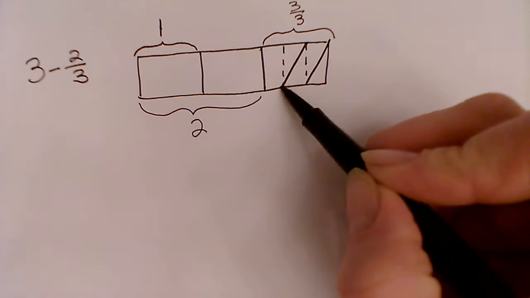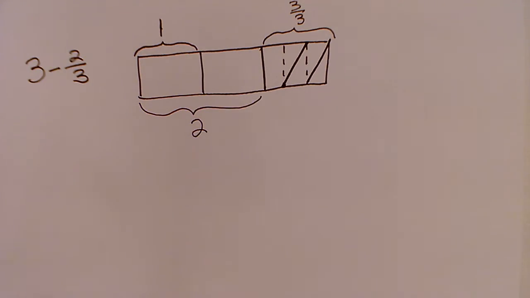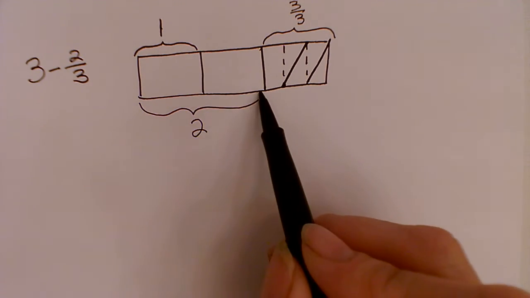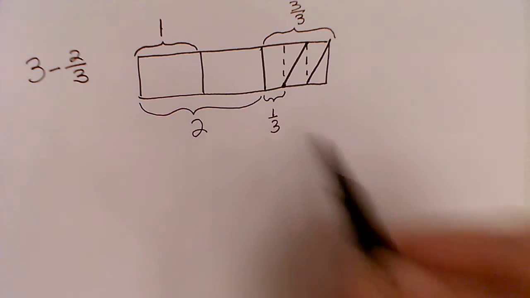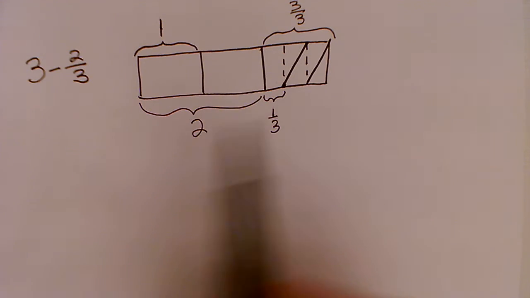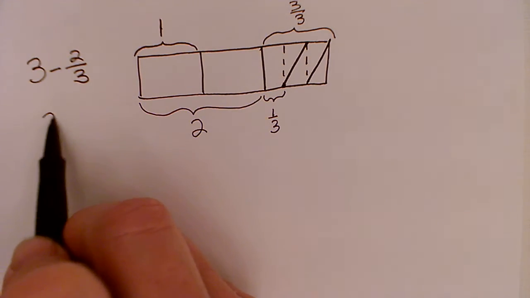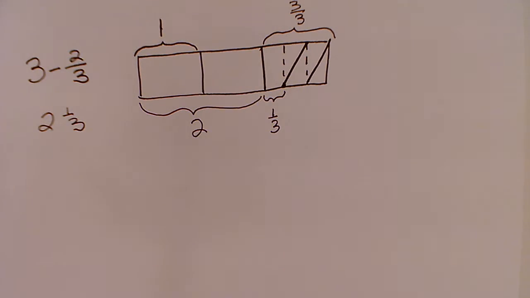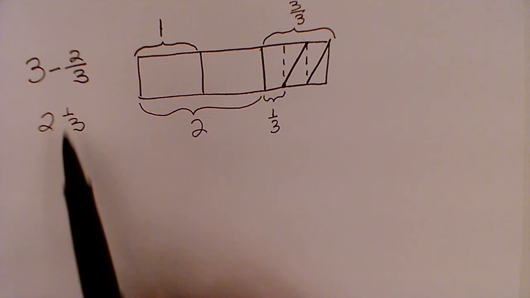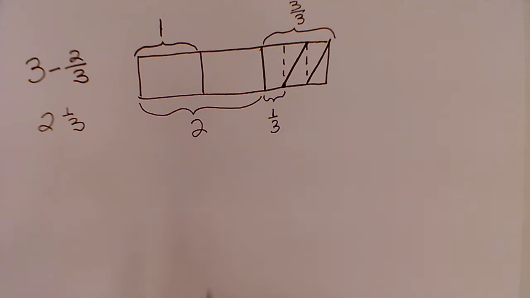So I'm going to take those off. And now what you can see is that I still have 2 wholes and I have 1/3. So when we did this, the answer is 2 and 1/3. And I'm sorry I'm not doing everything vertically for us. Horizontally. But I think this is starting to make sense for you probably.